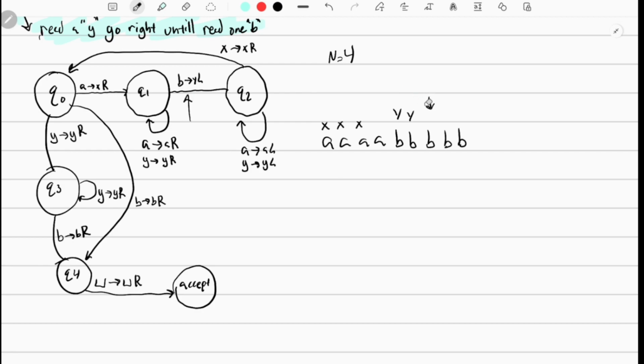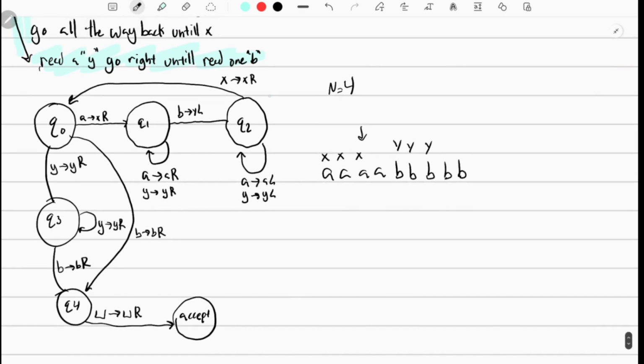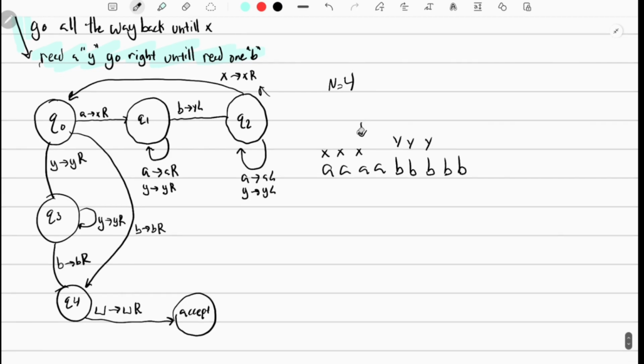This state, we're going to write a Y. And then we're going to bypass all A's and all Y's. We're at Q2. There's a Y right here, move to the left. Y, move to the left. There's an A, move to the left. Now we're sitting above this X, which is right here. Read an X, write an X, move to the right. So we're sitting right here. We're back at Q0, right here.